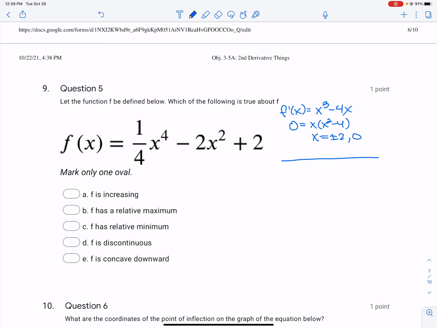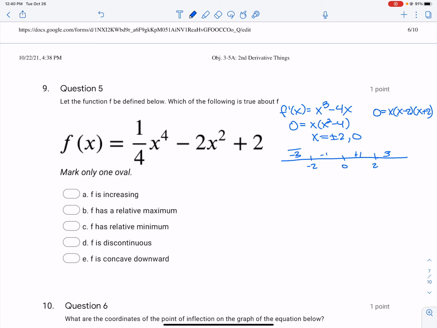When I do my number line here, negative 2, 0, and 2. What I'm going to get is, let's see. I should factor this out a little bit better. So 0 is equal to x minus 2, x plus 2. So I plug in negative 1. This will be a positive 1. That'll be a 3 and a negative 3. So I get negative.